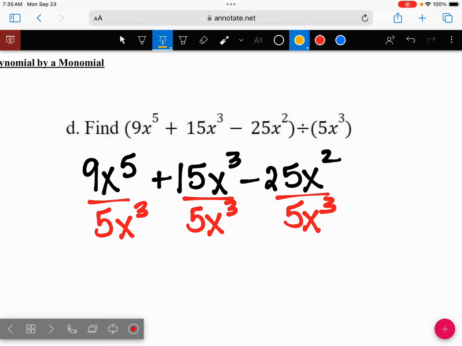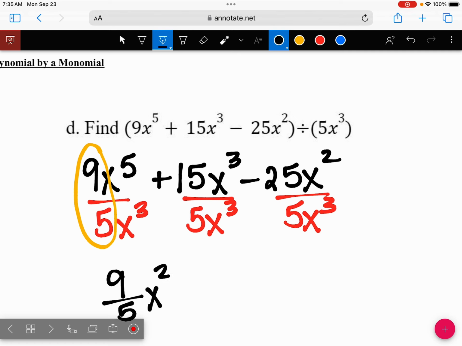So this one cannot be reduced. So 9 doesn't go into 5, so you would just leave that as a fraction. It would just be 9/5 and then x squared. You could also write that as a decimal, which I think would be, what, 1.8? 1.8, yeah. So either leave it as a fraction or write it as a decimal.